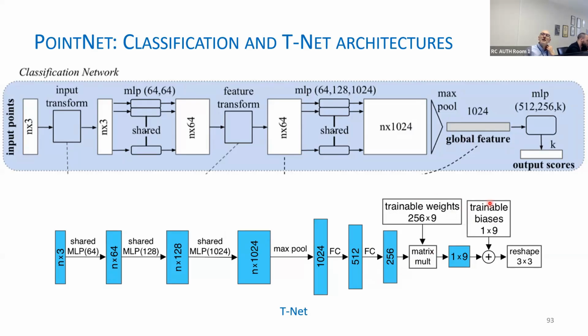What is learned is this matrix, which is 1 by 9, because at the end it is a 3 by 3 transformation net. So this is the TNet for the input transform. Then we have a similar network for this feature transform.